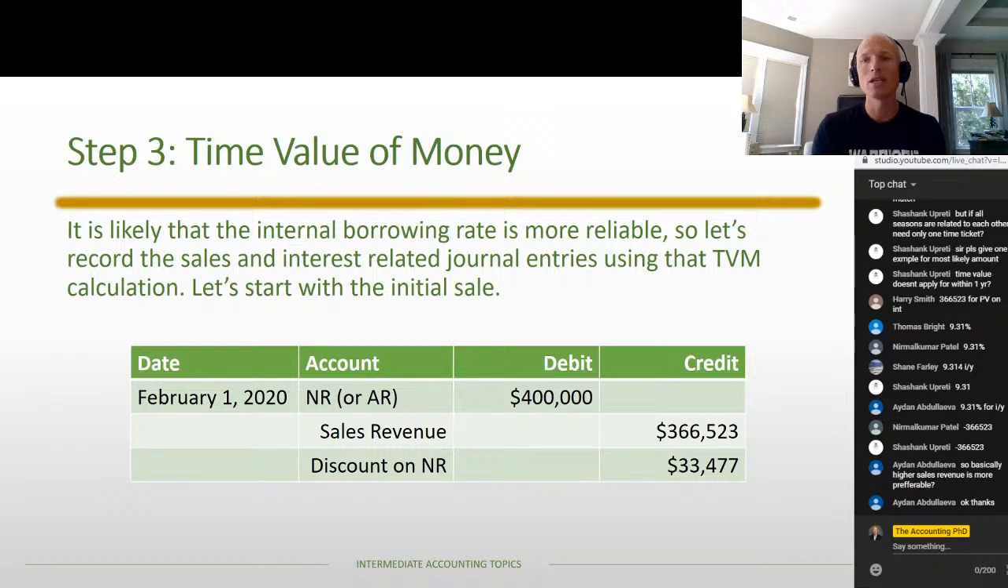And so the whole idea here again is that this $33,477 is the interest revenue that we're going to record over time. But we have not yet earned any of it because no time has passed. And so basically what we're going to do is amortize that discount, and as we amortize that discount, we're going to recognize the interest revenue. Now again, technically speaking, the amortization is an ongoing process, but we're going to record things periodically. And so we're going to walk through how to do that.